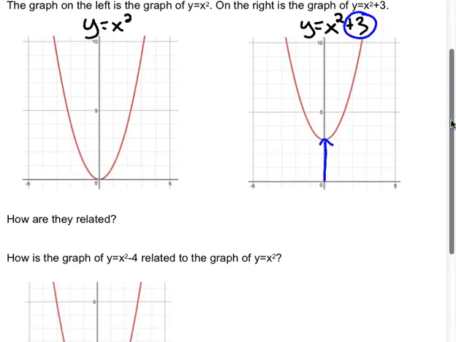So what we would say is how they're related is translated 3 up. Okay, the graph on the right is just a translation. It's being moved 3 up from the graph on the left, that parent function y equals x squared.